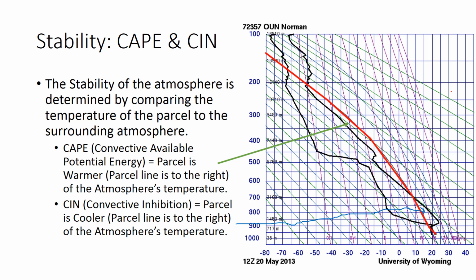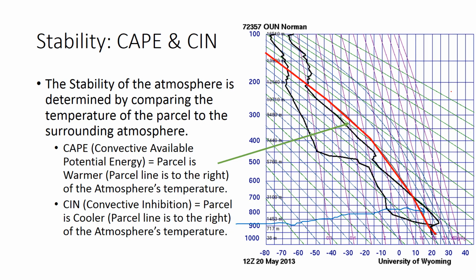If there's a lot of CAPE, that means there's a lot of instability. And that's a day that you can expect stormy weather. On the other hand, if there is no CAPE, and there's only CIN, that's a day where you're not going to expect any stormy weather, and instead, it's going to be very, very calm.